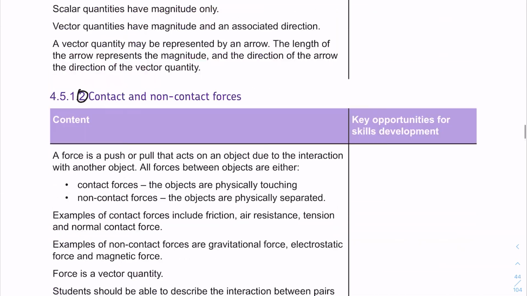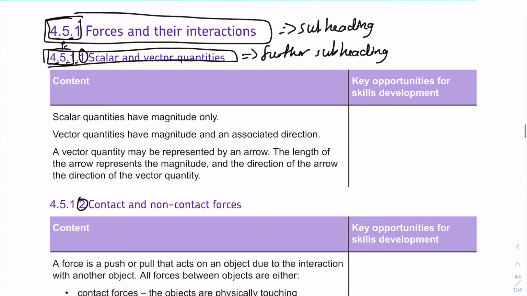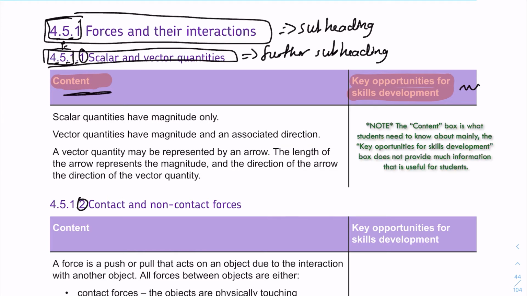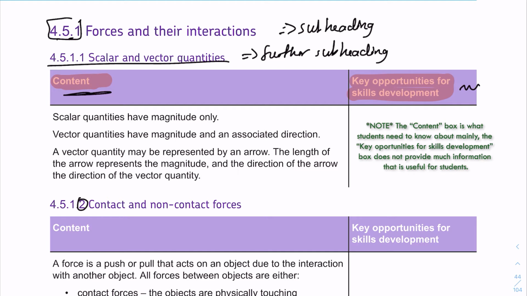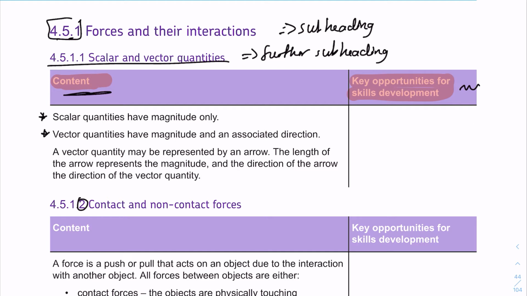So going back to the first further subheading, we can see here there are 2 boxes. We've got the content box and the key opportunities for skill developments. This is not really that useful, but looking at the content box, we can see here for this example for scalar and vector quantities that there are 3 sentences that I've highlighted here. The first sentence says that scalar quantities have a magnitude only, vector quantities have a magnitude and a direction, and the third talks about representation of vector quantities.